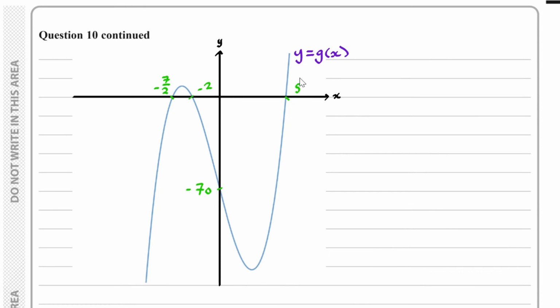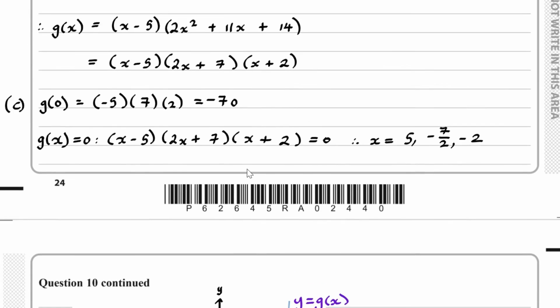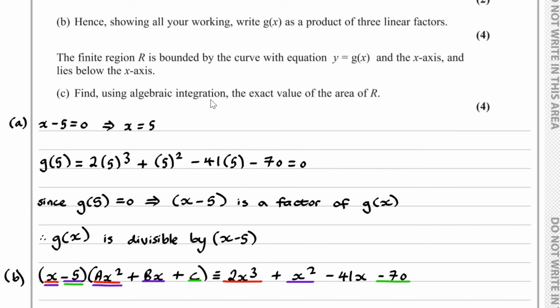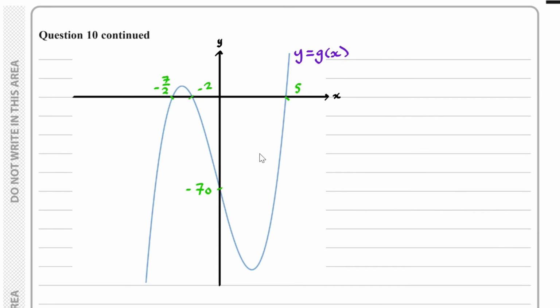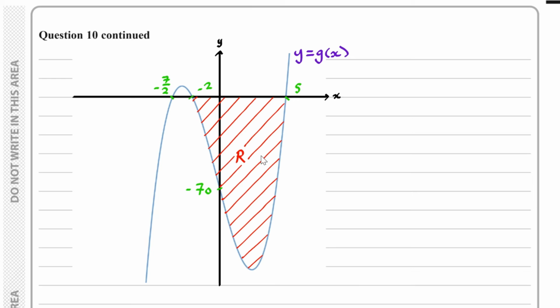So having drawn the graph, what the question is essentially asking for is the area under the curve below the x-axis, bounded by the x-axis and this equation. So essentially the question is asking for this area. So we want to find this area R.